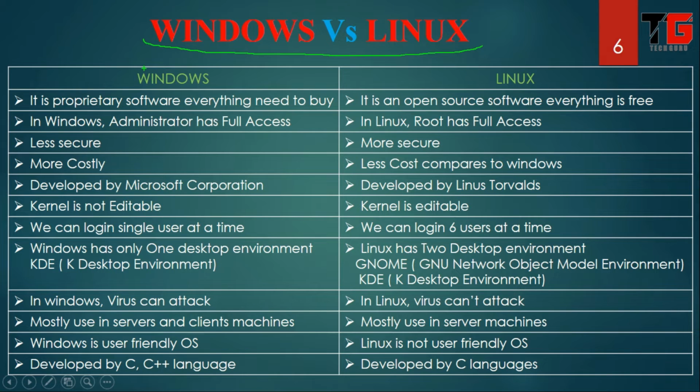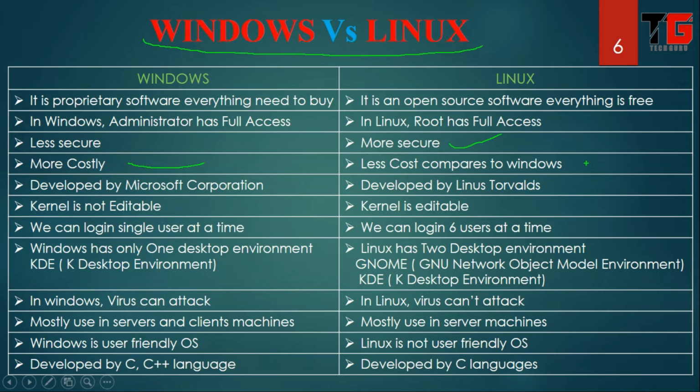Windows is less secure. Linux is more secure. Windows is costly, but Linux cost compared to Windows is less, because if you want a subscription of Linux, and you see any problem in Linux, then Red Hat will support you to resolve that issue. Windows is developed by Microsoft Corporation. Linux is developed by Linus Torvalds. In Windows, the kernel is not editable, whereas the kernel is editable in Linux.